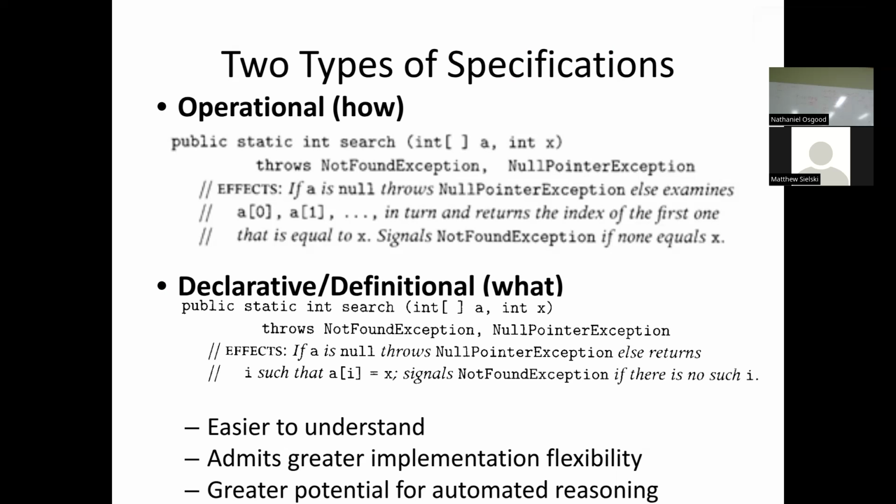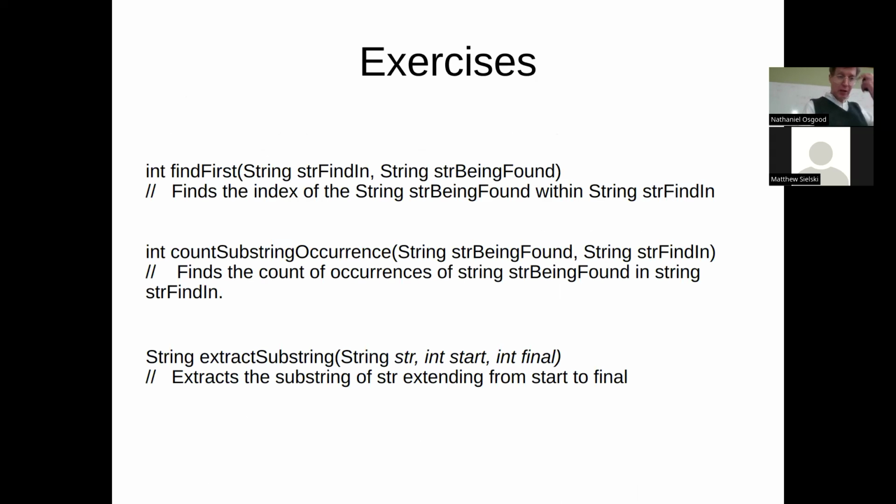Or in the algorithm through which they take this search. But this later one gives flexibility. It doesn't provide any guarantee as to whether it's the first, just says if there is one, it will return that, otherwise string not found. In general, the declarative approach, the approach that says what it does, not how, is easier to understand. It has more flexibility. It's greater potential for automated reasoning. But an operational approach gives some significant information.